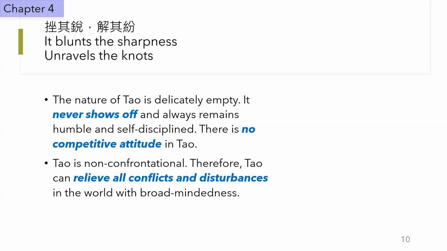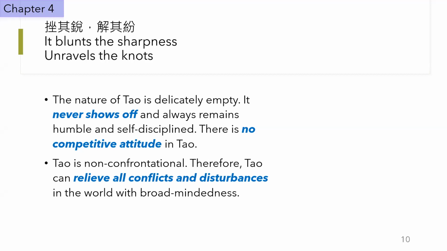So let's do some self-examination. Do we have a competitive attitude? Do we compete and compare? Are we still tend to argue with other people when we have different opinions? If we do, we are sharp. And if we want to cultivate Tao, we should blunt our sharpness, 挫其锐.